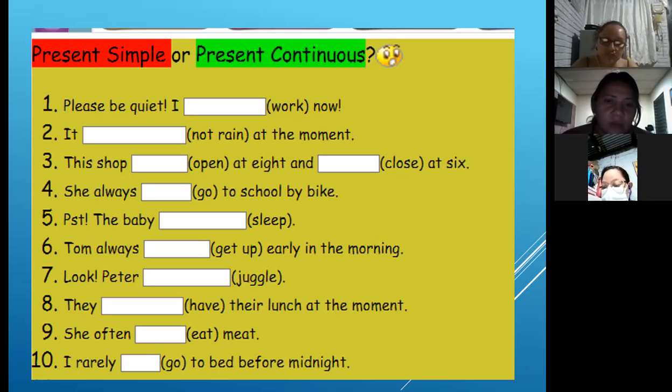It's simple present. Como sabemos, el often significa a menudo. También es un adverbio de frecuencia. Y todos los adverbios de frecuencia se ocupan con el presente simple porque esto nos indica una acción que es como común.